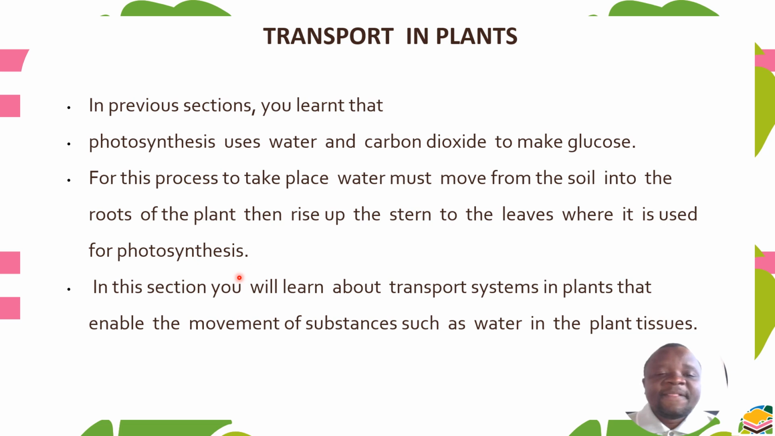So generally, water must move from the soil into the plant, then rise up to the leaves where water is used as a raw material for the process of photosynthesis. In this section, you learn about the transport system in plants that enables movement of water in the plant tissues.